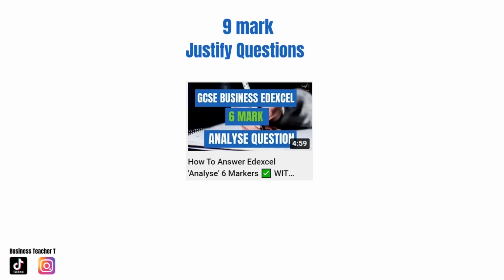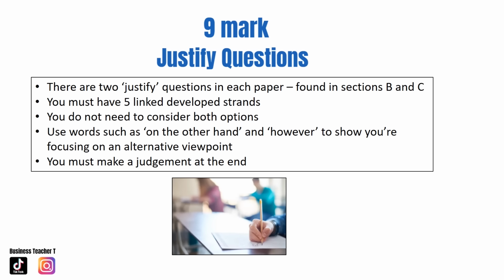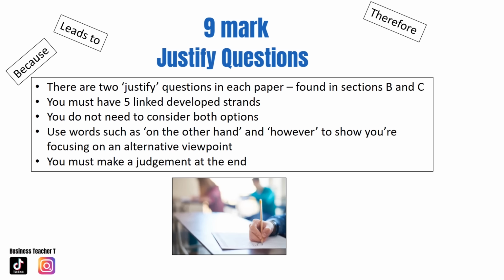The justify question is marked in the same way as the 6-mark analyze question, but an additional judgment is now also made for evaluation, or AO3B. The justify questions are found in section B and C on your papers. You must have 5 linked developed strands. These connectives will help you to include these strands, and your strands must be in context, as there'll be case studies in section B and C.